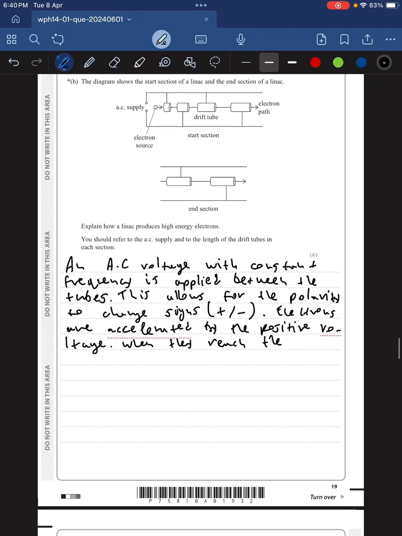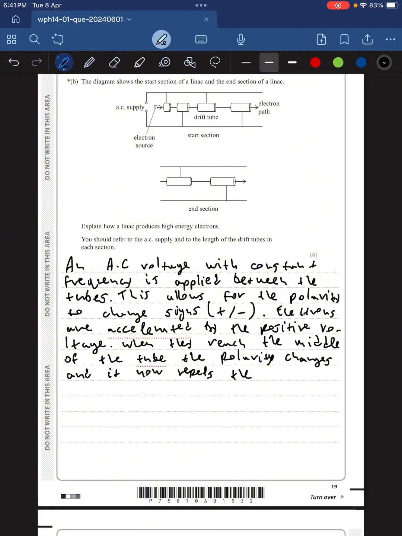So when they reach the middle of the drift tube, the polarity changes and it now repels the electrons, which accelerate towards the second tube.